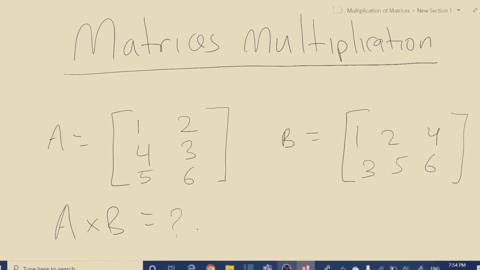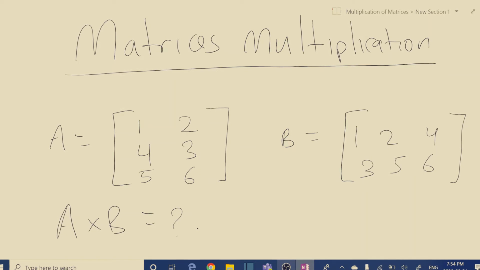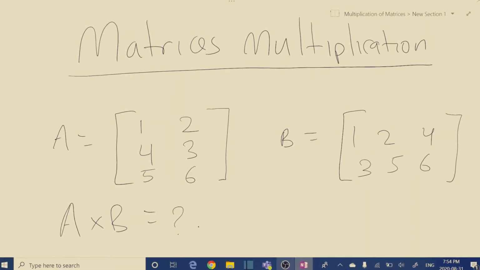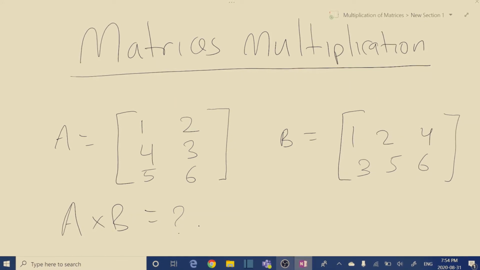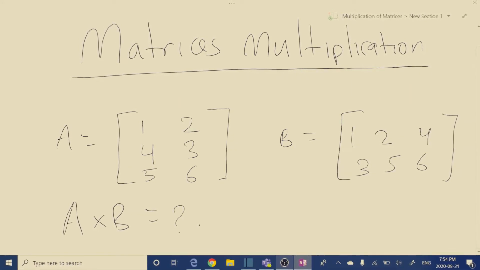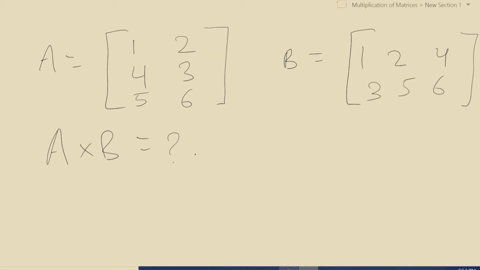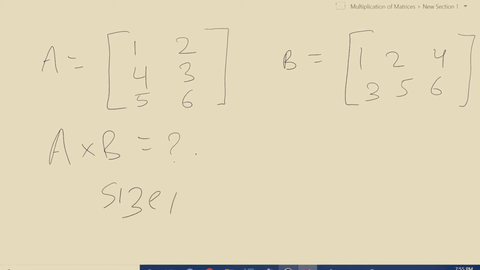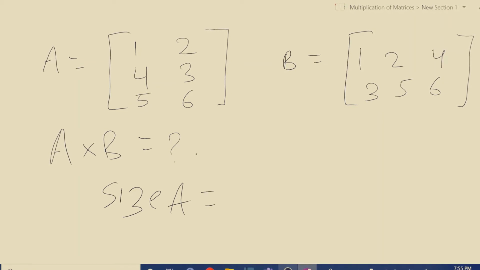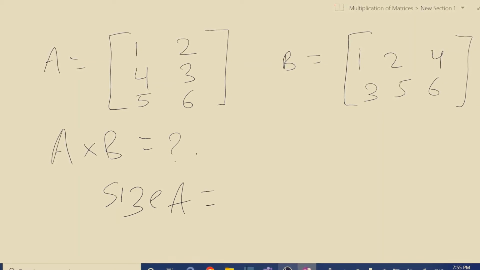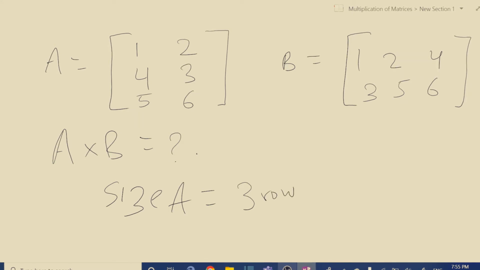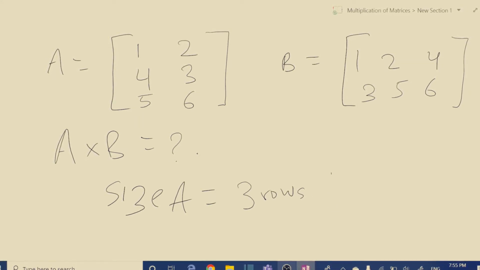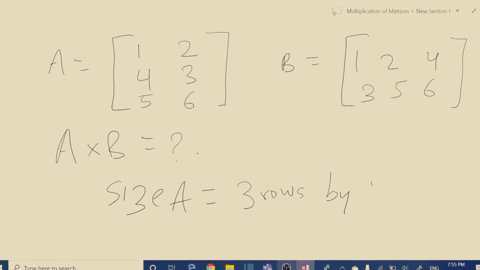In order to multiply matrices, just like we covered in addition and subtraction of matrices, you have to identify the size of the matrices. Okay, so let's start with matrix A. The size of matrix A is 3 rows by 2 columns.